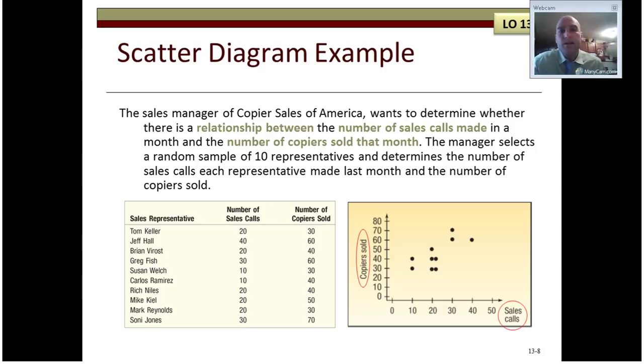The manager selects a random sample of 10 representatives listed here and determines the number of sales calls each rep made last month and the number of copiers sold by that rep. We can see here we've got the reps, the number of sales calls, and the number of copiers sold.